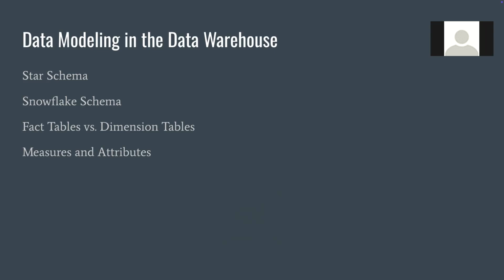Snowflake schema is a variation of the star schema. So the snowflake schema normalizes some of the dimension tables into multiple related tables, which can save storage but may introduce complexity in querying. And there are two tables that you want to know when data modeling in the data warehouse. They are fact tables and dimension tables.